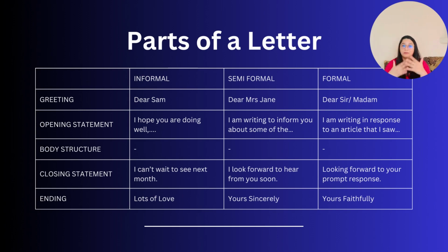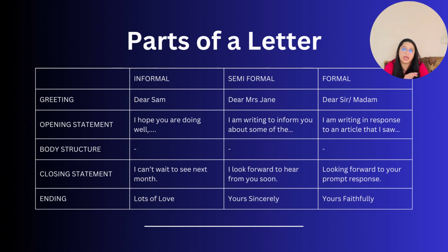Now we will split these letters and see how many parts there are. Broadly there are 5 parts. Number 1 is the greeting part. Number 2 is the opening statement. Number 3 is the body structure. Number 4 is the closing statement. And number 5 is the ending part. Here we will not be discussing body structure because we will discuss it later in the video, but we will start with the greetings. So for informal, you can be a little casual.